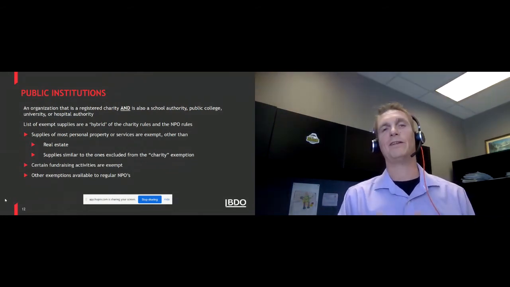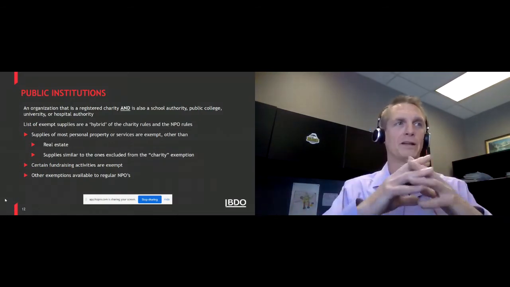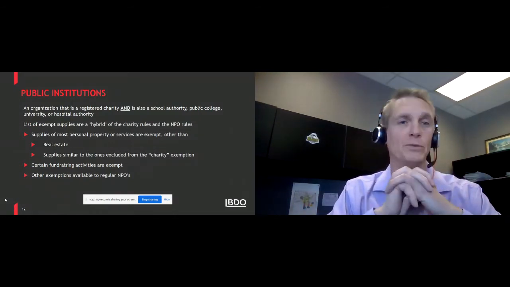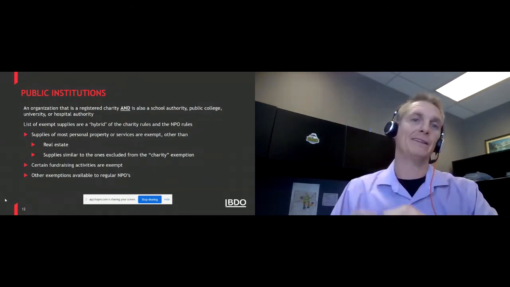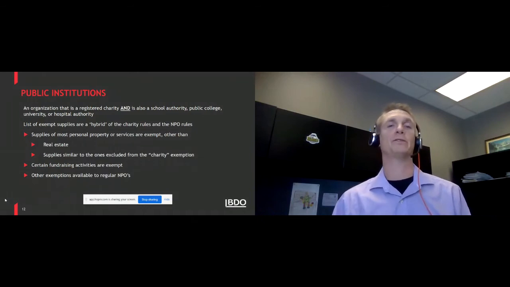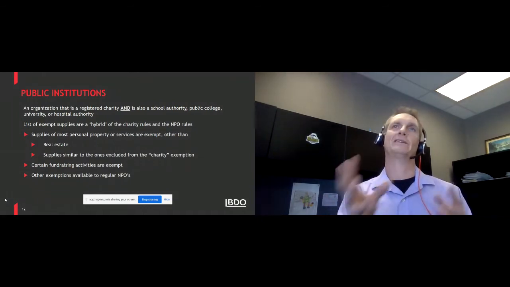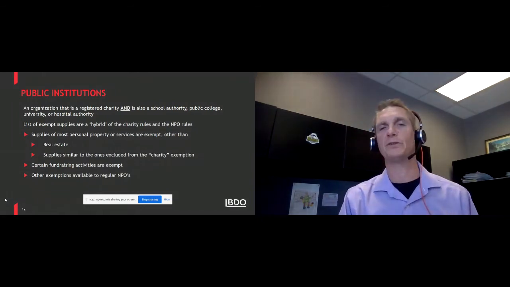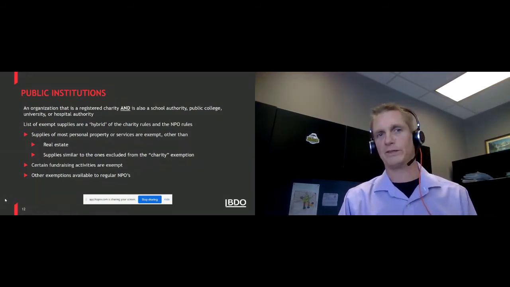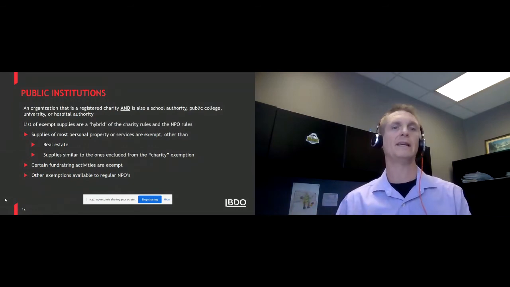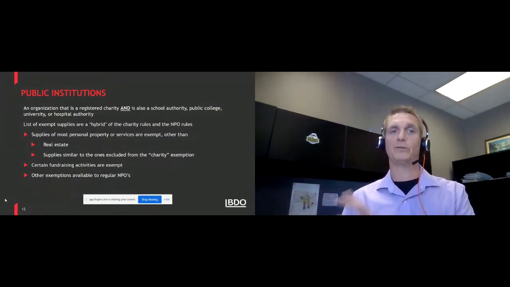And the rules for exemptions are kind of a mishmash of the charity and the NPO rules. So they do have sort of an overriding exemption, again, that says supplies of property or services are exempt, and the exclusions are similar to those that a charity has. The big difference is with respect to real estate. So land and buildings, real property, is treated like an NPO, not like a charity.